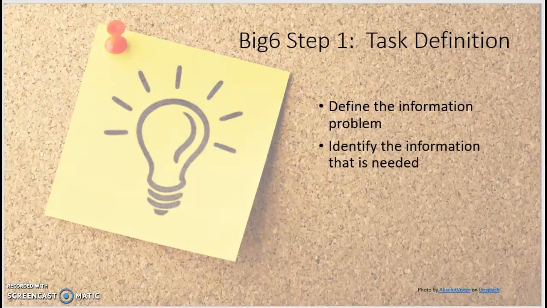The first step of the Big 6 research process is task definition. In this step, you will define the information problem. This means you will figure out what the assignment is requiring you to do. In this step, you will also need to focus on your topic and figure out what your research question will be. Next, you need to identify the information that you need to solve the information problem. You should ask yourself these questions. What do you already know about your topic? What information do you need to find?